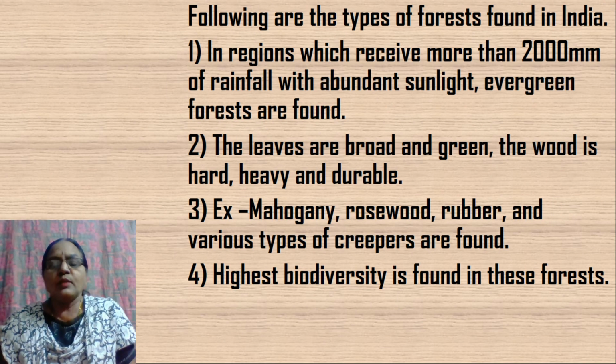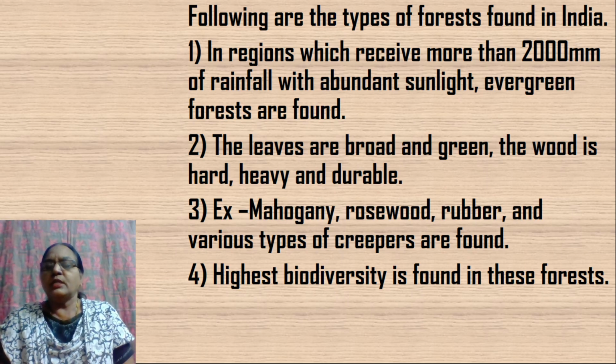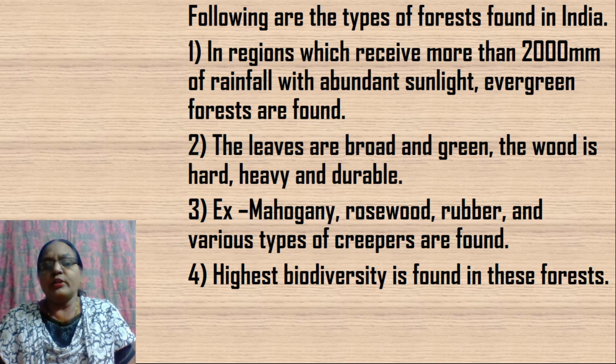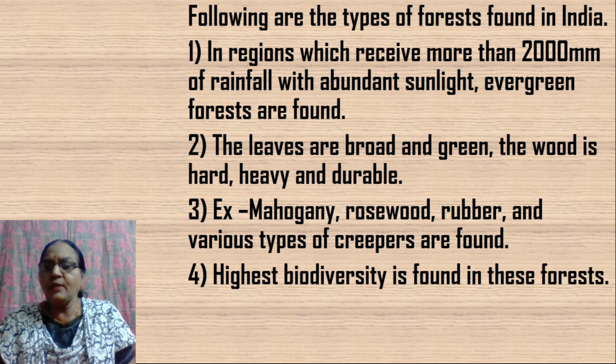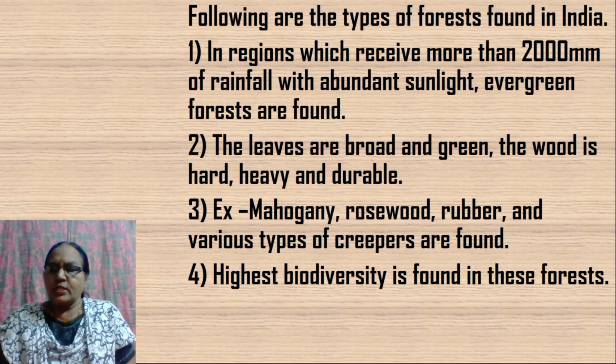Okay, so now we are going to study the types of forests found in India. Okay, the first type we are going to study about is the evergreen forests. Now, evergreen forests are usually found in regions which receive more than 2000 millimeters of rainfall and where there is abundant sunlight. Okay, since these receive plenty of rainfall, we find the trees are always green. In other words, there's no definite time for shedding of the leaves. The leaves are broad. And what about the wood? The wood is very hard, it is heavy and durable.